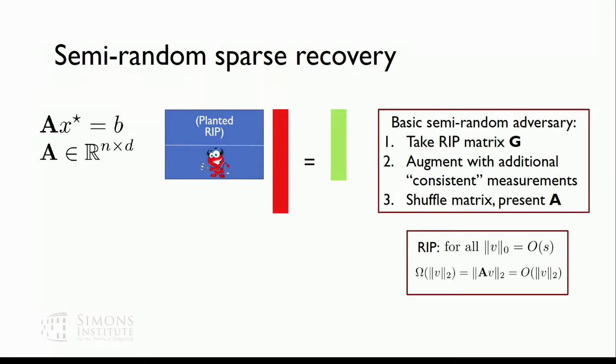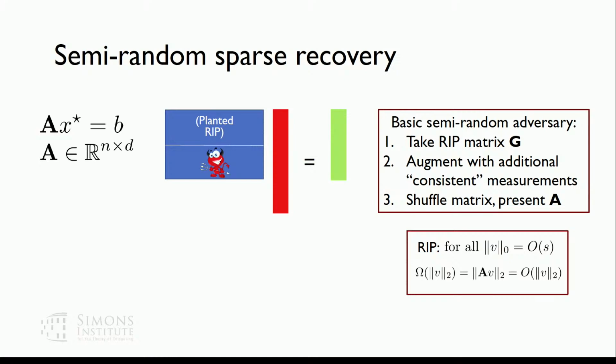Okay, so the basic semi-random adversary we introduce is the following. You imagine your matrix is not fully RIP. It contains a planted RIP matrix, so some subset of the rows are nice. And then an adversary comes and gives you additional consistent information. So they're not lying to you about what A_i times x_R is. They are really telling you the truth. But they're just violating the assumption that your matrix is fully RIP.